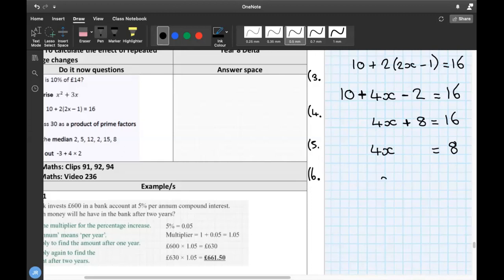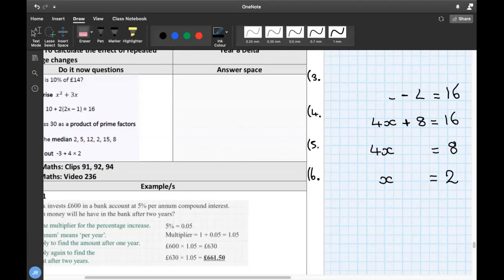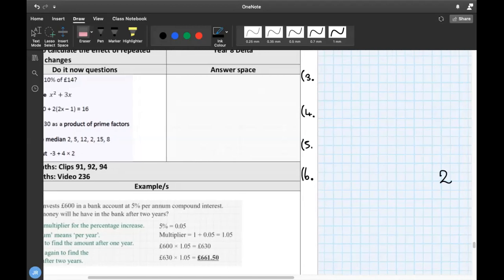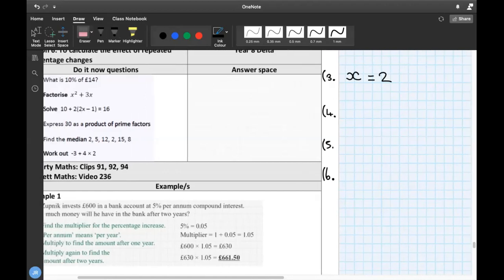I now want to get from 4x's to 1x. How do I do that? By dividing by 4. So I need to keep my equation balanced and divide 8 by 4 as well. So your final answer there will be x equals 2. I'm just going to rub that out. Got a bit of space to write our answer. Okay, so that was question number 3. And the final answer is not just 2, the final answer is x equals 2. That is the solution to the equation.